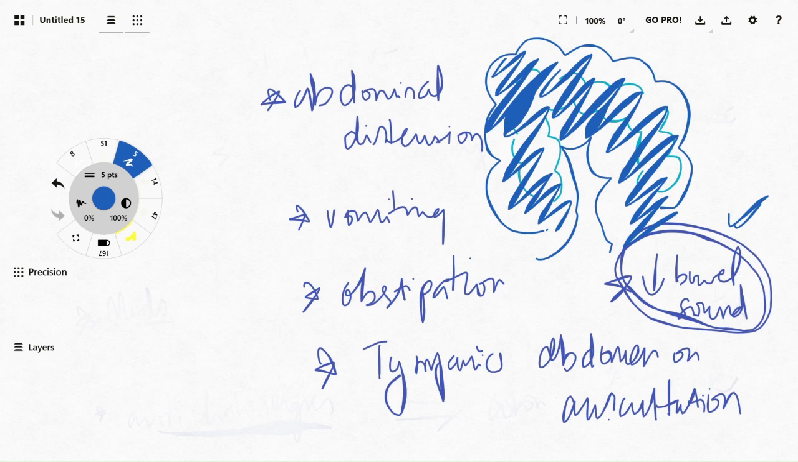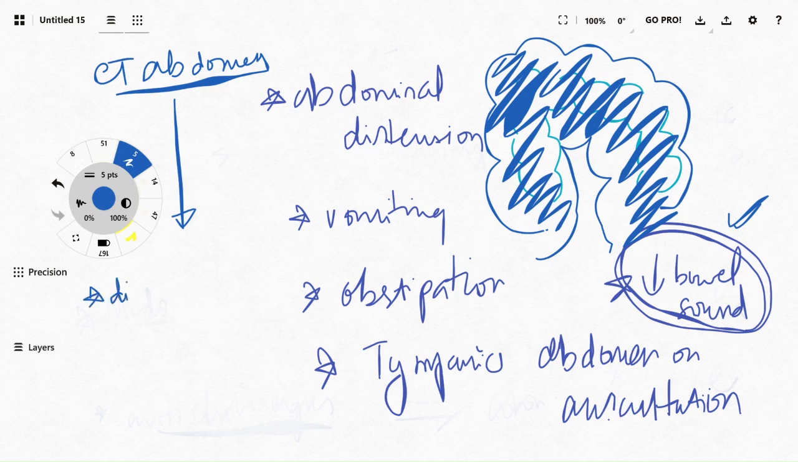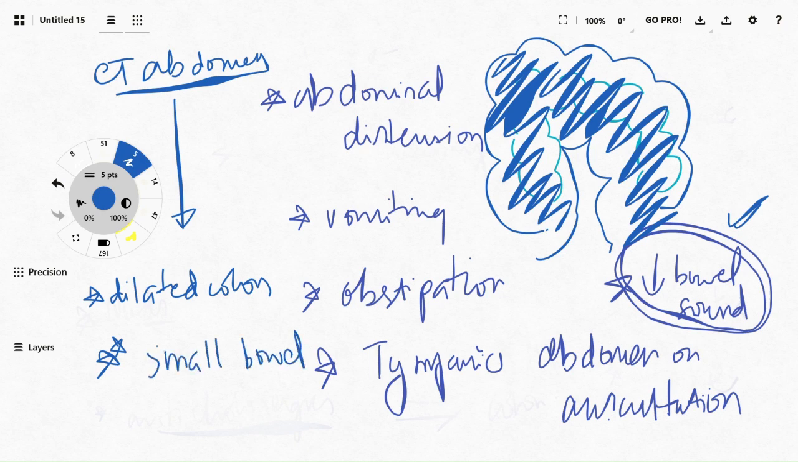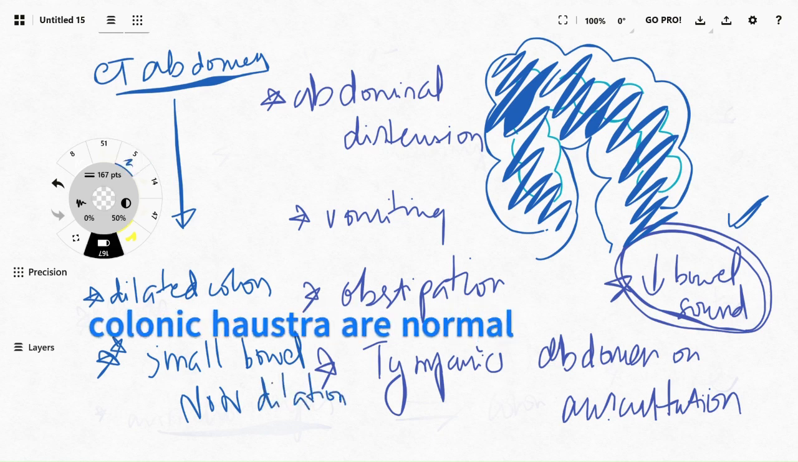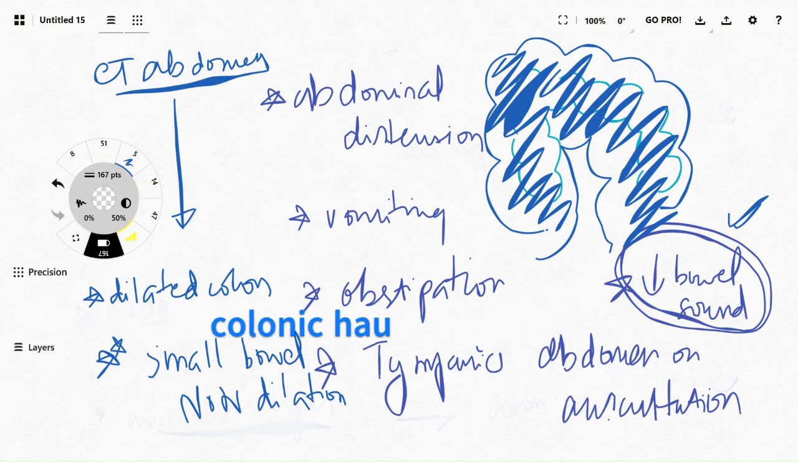What do you do to diagnose this, right? So you can do a CT abdomen, okay? And that is going to show you that there's going to be dilated colon. But the key thing to remember with Ogilvie is that the small bowel, right, is non-dilated. Okay, it's just restricted to the colon, not the small bowel.